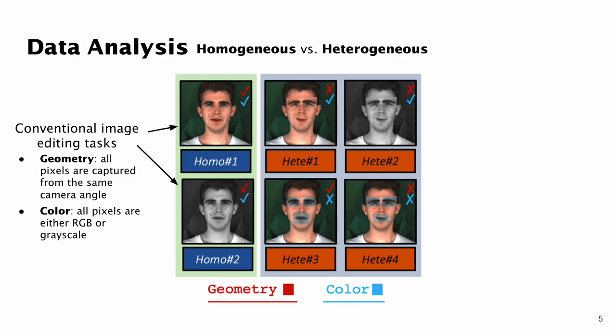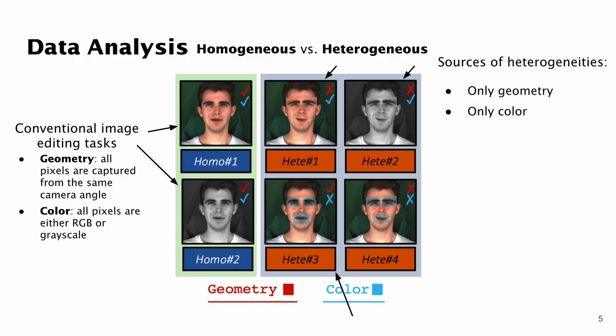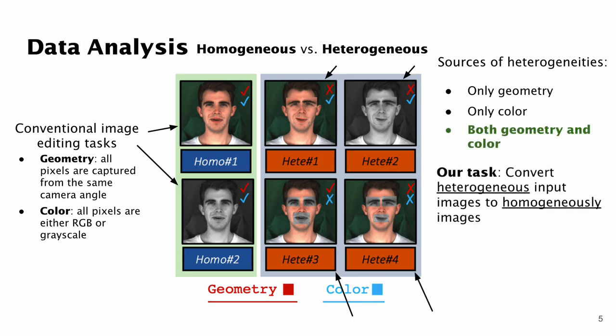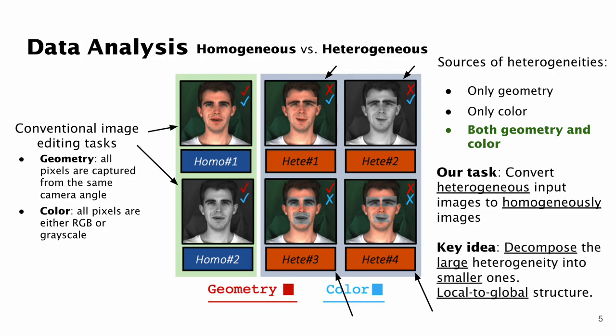On the contrary, our data consists of images with different geometric views and color patterns, and we call those images heterogeneous images. There are different sources of heterogeneities. It could be only geometry, it could be only color, and it could be both geometry and color. Our data is the last one, which has the largest level of heterogeneity. Our task is to convert the highly heterogeneous input images to homogeneous images.